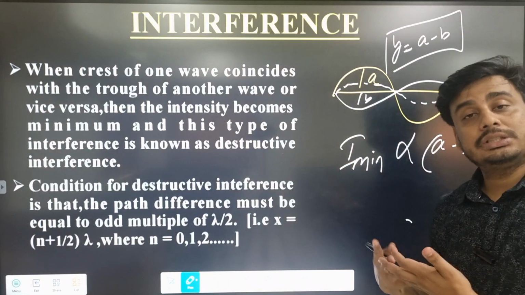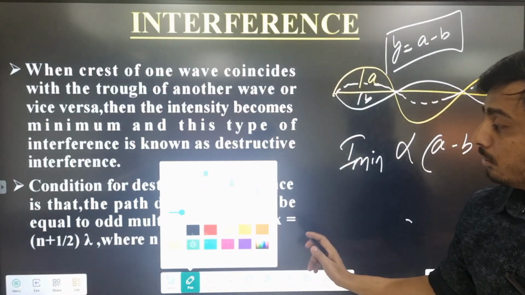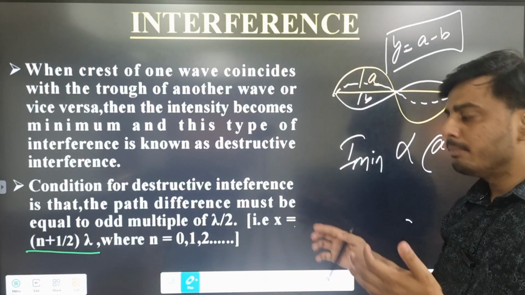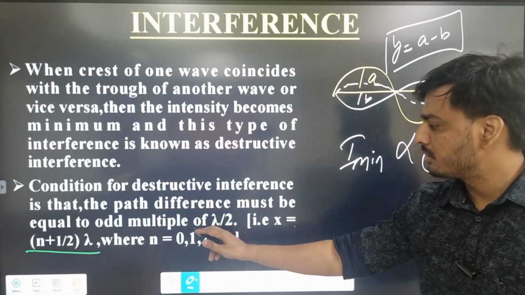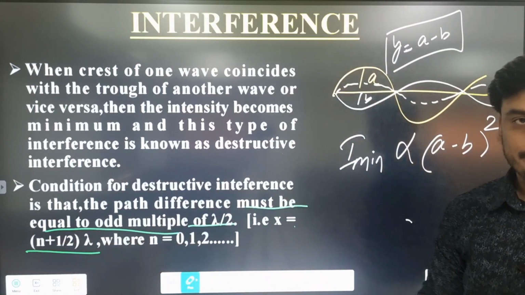So this will be opposite. So the path difference will be an odd multiple of lambda by 2. You can see odd multiple, n plus half, or 2n plus 1 times lambda by 2. Directly you can also write it down. So this must be an odd multiple of lambda by 2.